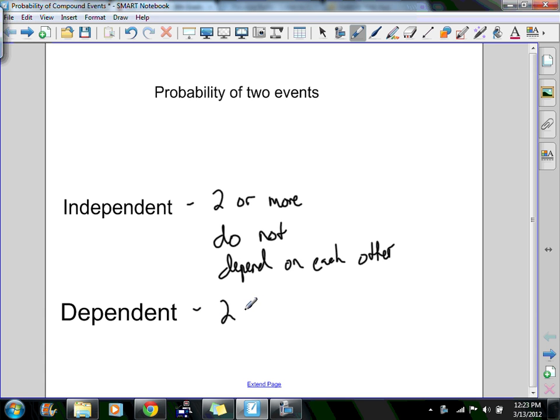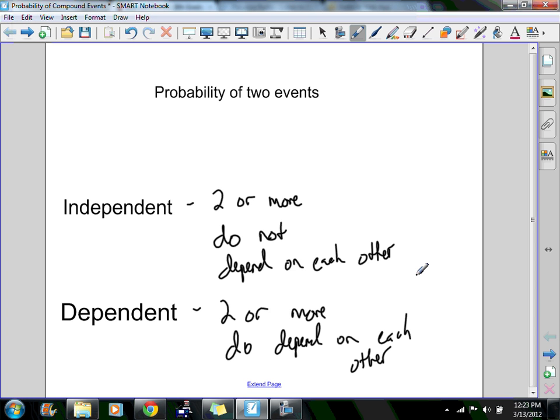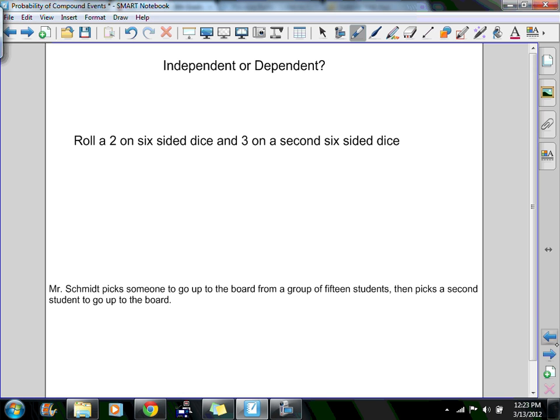And dependent events are going to be two or more that do depend on each other. So an example here would be if you have a deck of cards and you pulled an ace out. And then if you didn't put that ace back into the cards, it would change the probability of the rest of the deck. So that's dependent. So when you have one event, depends on another event. So first thing we got to ask ourselves is, are these events independent or dependent?